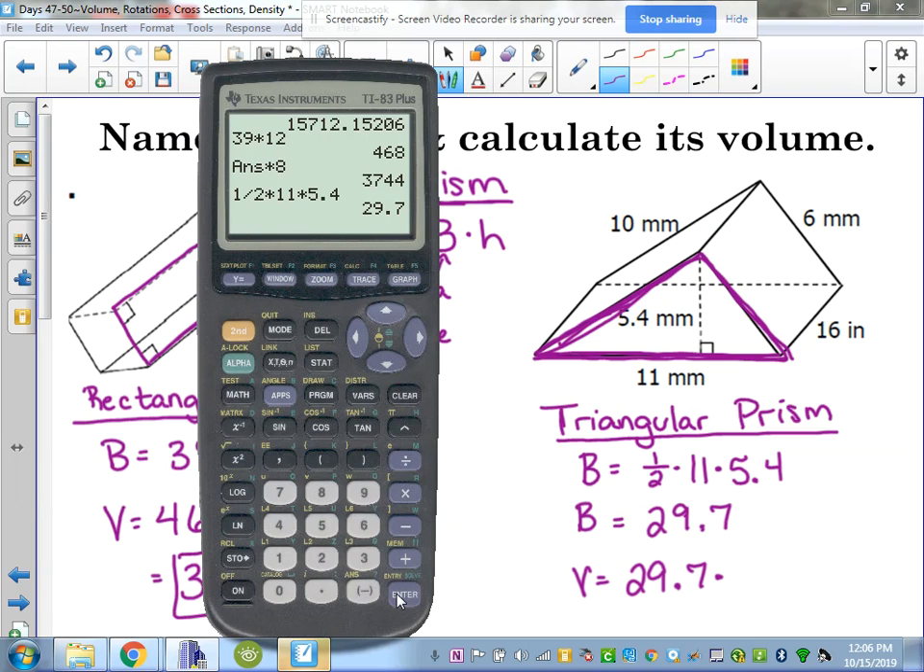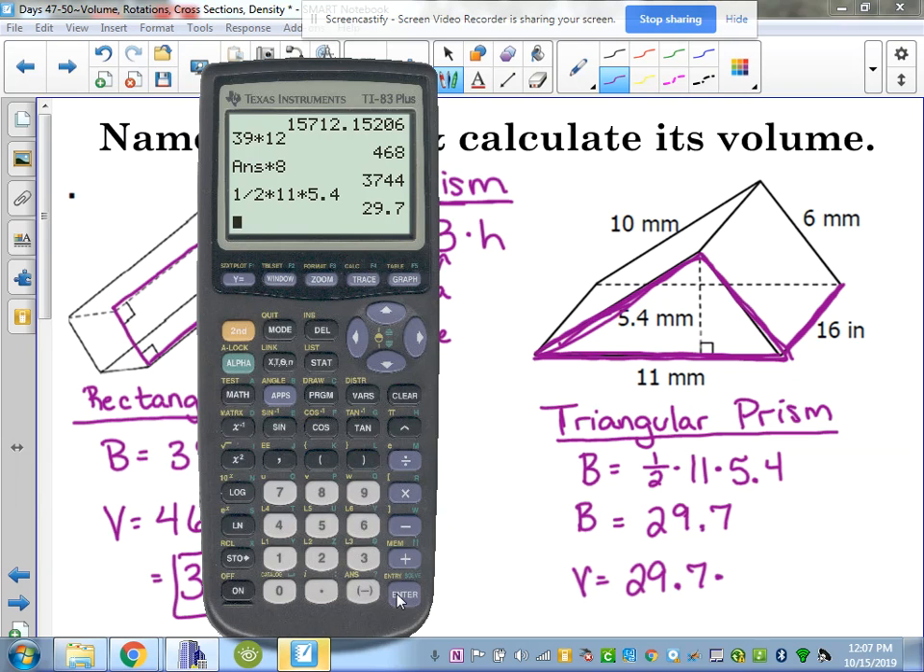So the volume of our figure is the area of the base times the height. Now we've got 3 different measurements on there that we could choose from as far as what is the height. Well, you've got to pick the one that is perpendicular to the base. So this is perpendicular to the base.